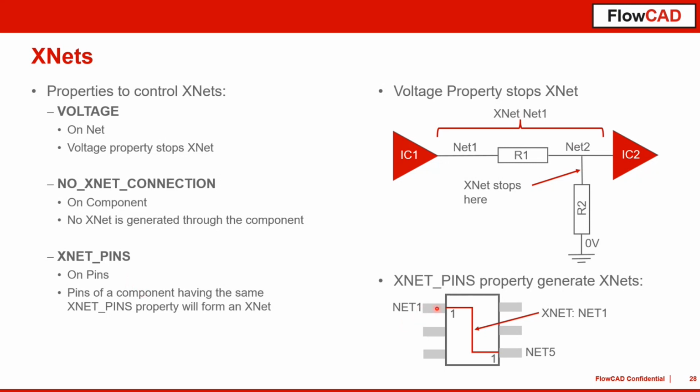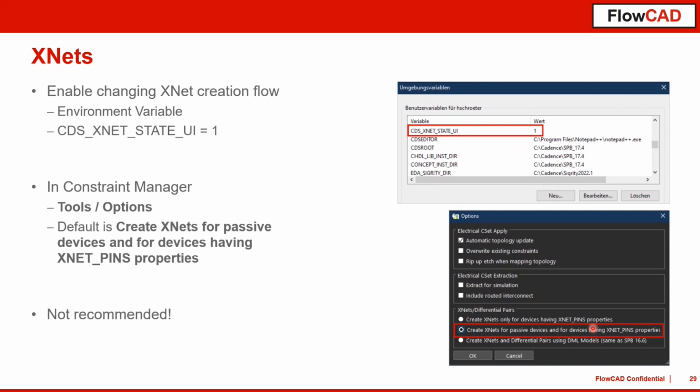For example, here I put the XNet pin property on this one, on this pin, and also on this pin, the same one. And then an XNet will be generated through this active component, in this case from this net 1 to this net 5, which is then in the end called XNet net 1. So these are the properties controlling the XNet generation.